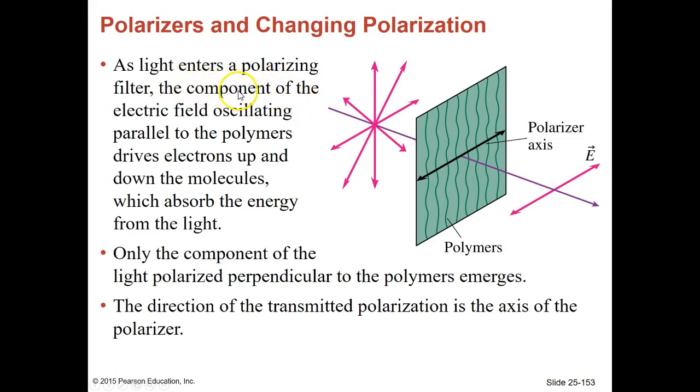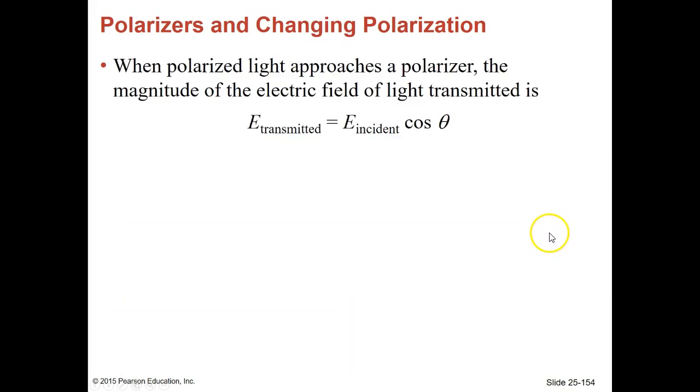As light enters the filter, the component of the electric field oscillating parallel to the polymers drives electrons up and down the molecules, and when it does that, it absorbs the energy from the light. So only the component of the light that is perpendicular to that really comes through. You'll notice that these polymer lines are straight up and down, so the light that comes through is only going to be the one in the left-right, or horizontal, plane here. The direction of the transmitted polarization is the axis of the polarizer itself, and that's what you would see.